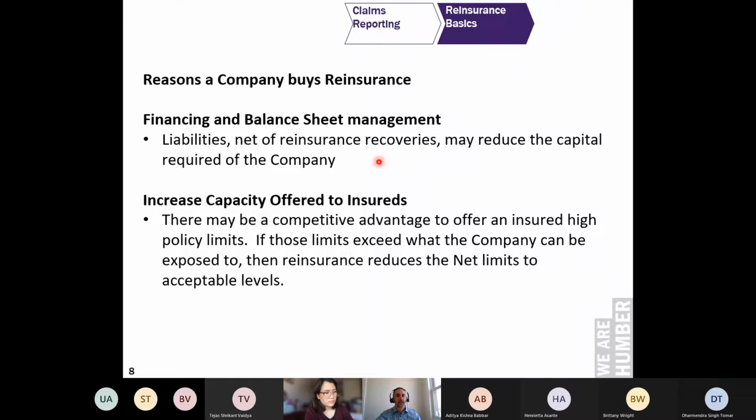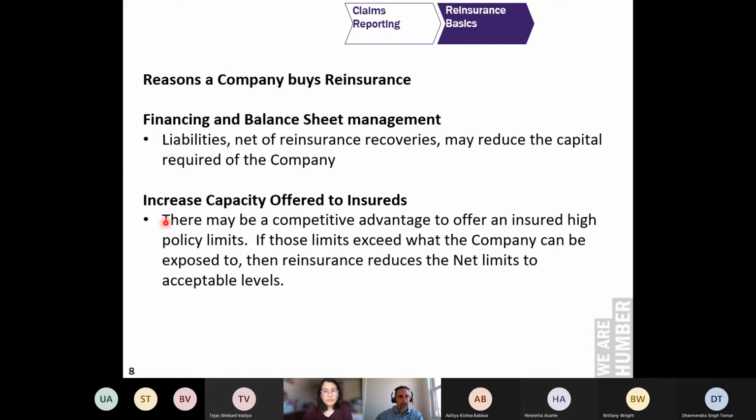So if there was some type of capital constraint where the company didn't have a lot of access to capital, then they could use reinsurance because it reduces their net liabilities because of the claims recoveries, right? Gross claims less the ceded claims would be their net claims.